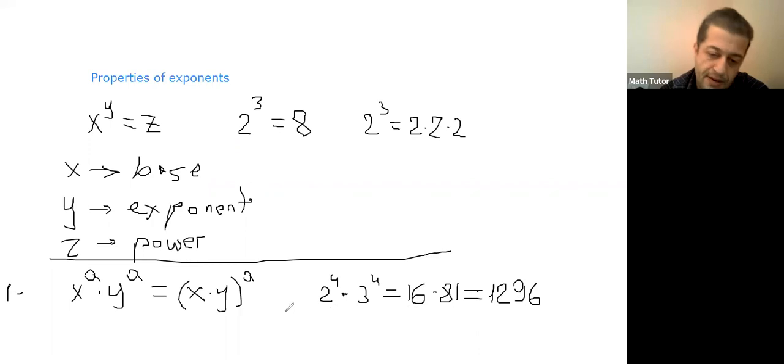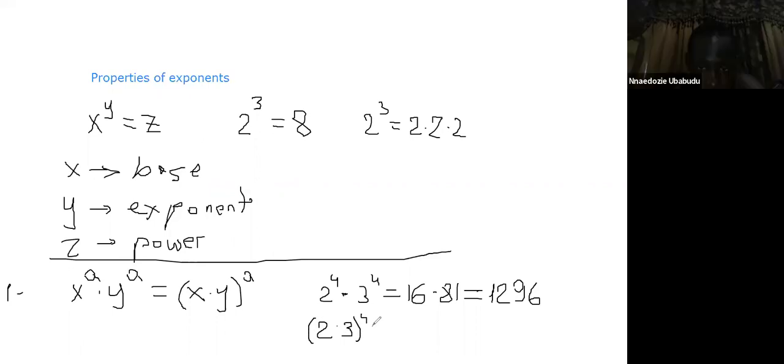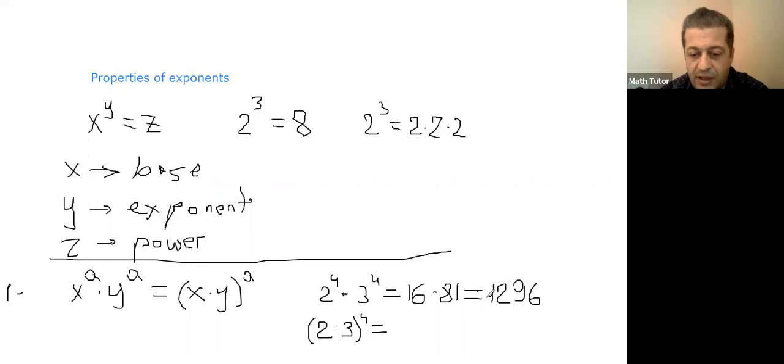Now, if we use the property of exponents, the property that I have written here, we would have 2 times 3, all this at power 4. If the result of this operation is the same as the previous result, we can say that this property is correct. Let's try.